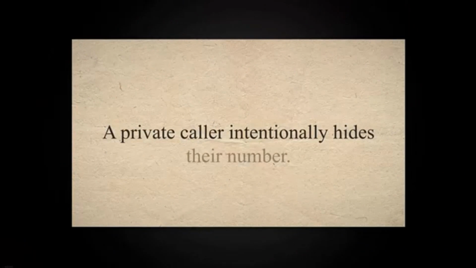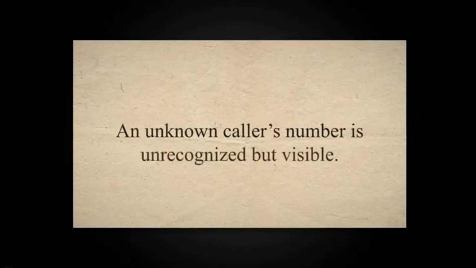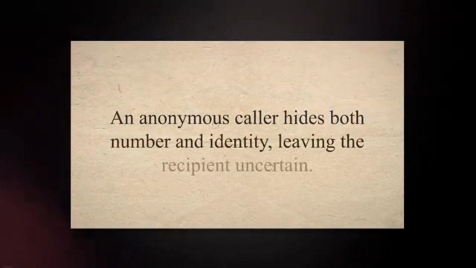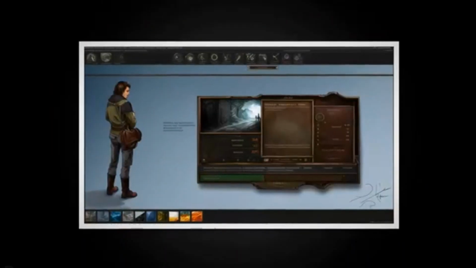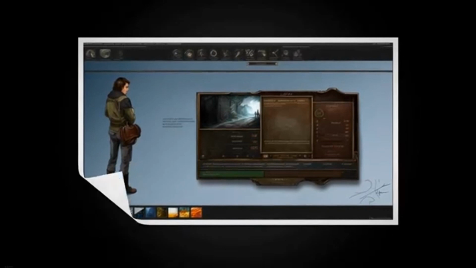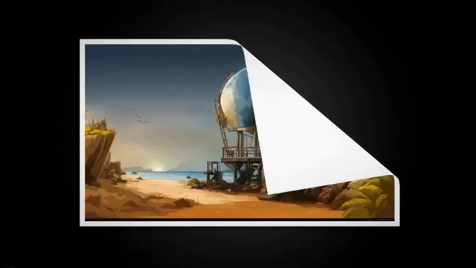A private caller intentionally hides their number. An unknown caller's number is unrecognized but visible. An anonymous caller hides both number and identity, leaving the recipient uncertain. You may have encountered these terms before and wondered what sets them apart. Let's clear up the confusion.